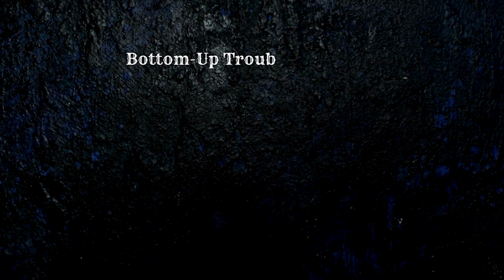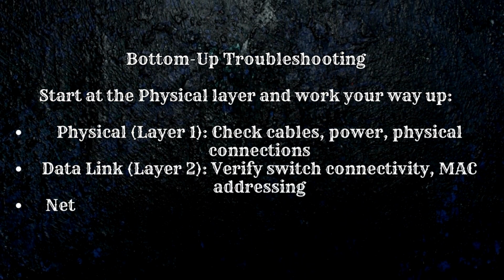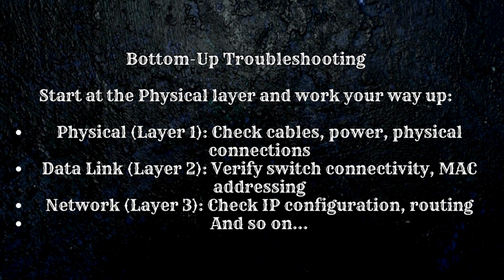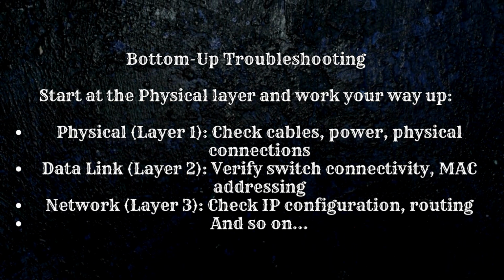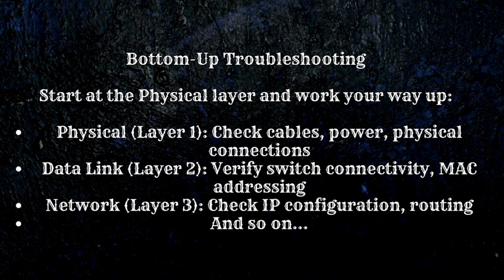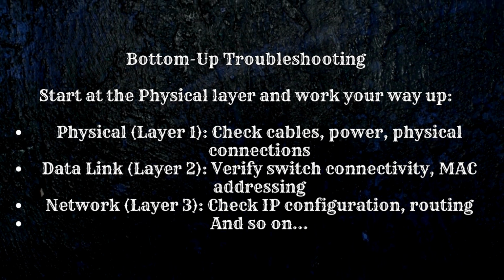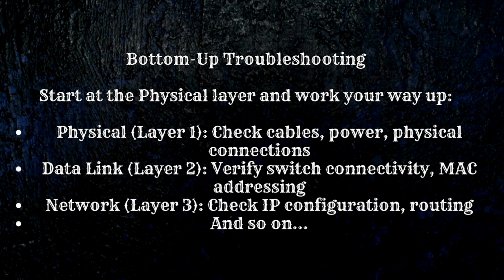The OSI model isn't just theoretical. It's a practical troubleshooting tool. Network professionals use a bottom-up or top-down approach based on this model. Bottom-up troubleshooting: start at the physical layer and work your way up. Physical layer, you need to check your cables, your power, and your physical connections. Moving to the data link, verify switch connectivity, MAC addressing. Layer 3, or the network layer, check IP configuration, routing, and I think you get the point from there. This is often most efficient because lower level problems can cause symptoms that appear to be higher layer issues.